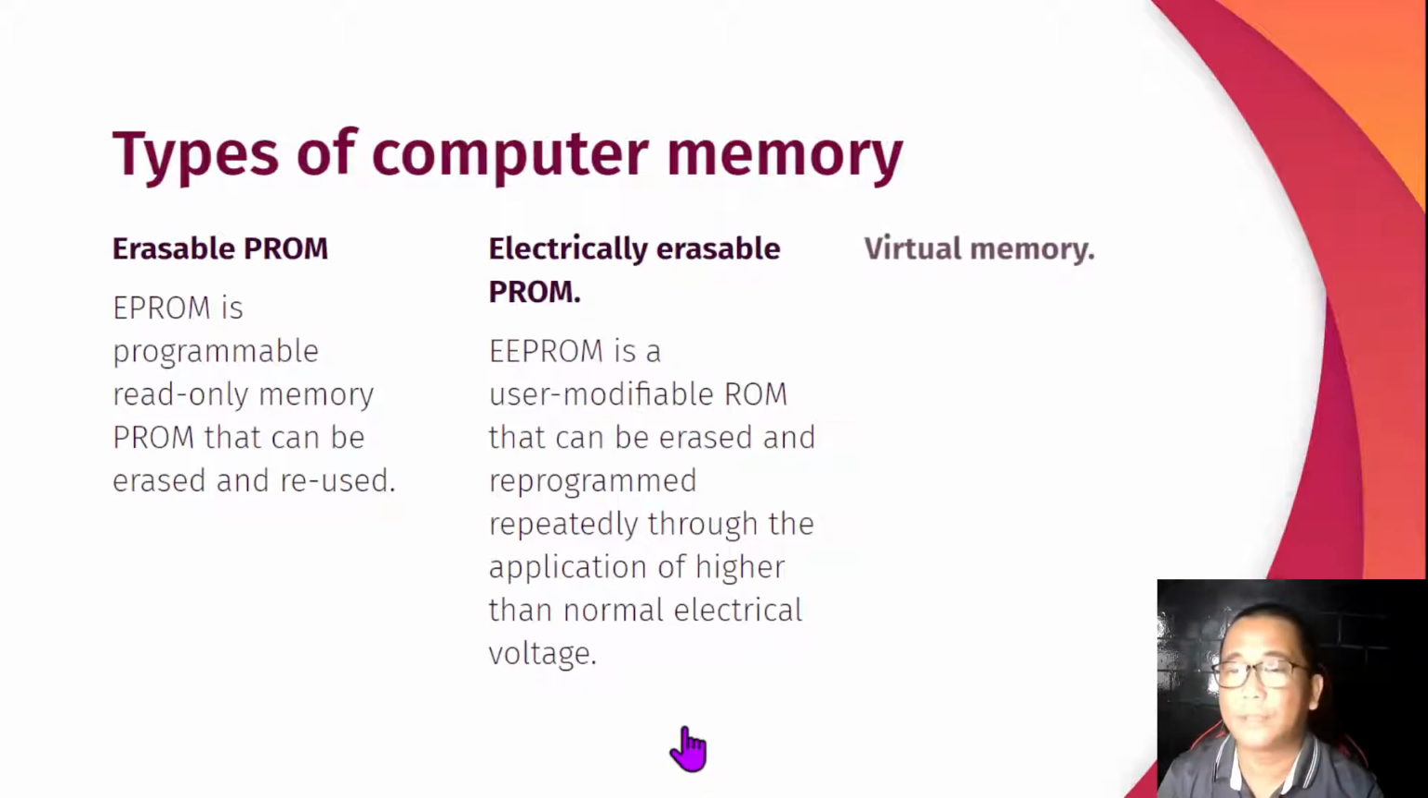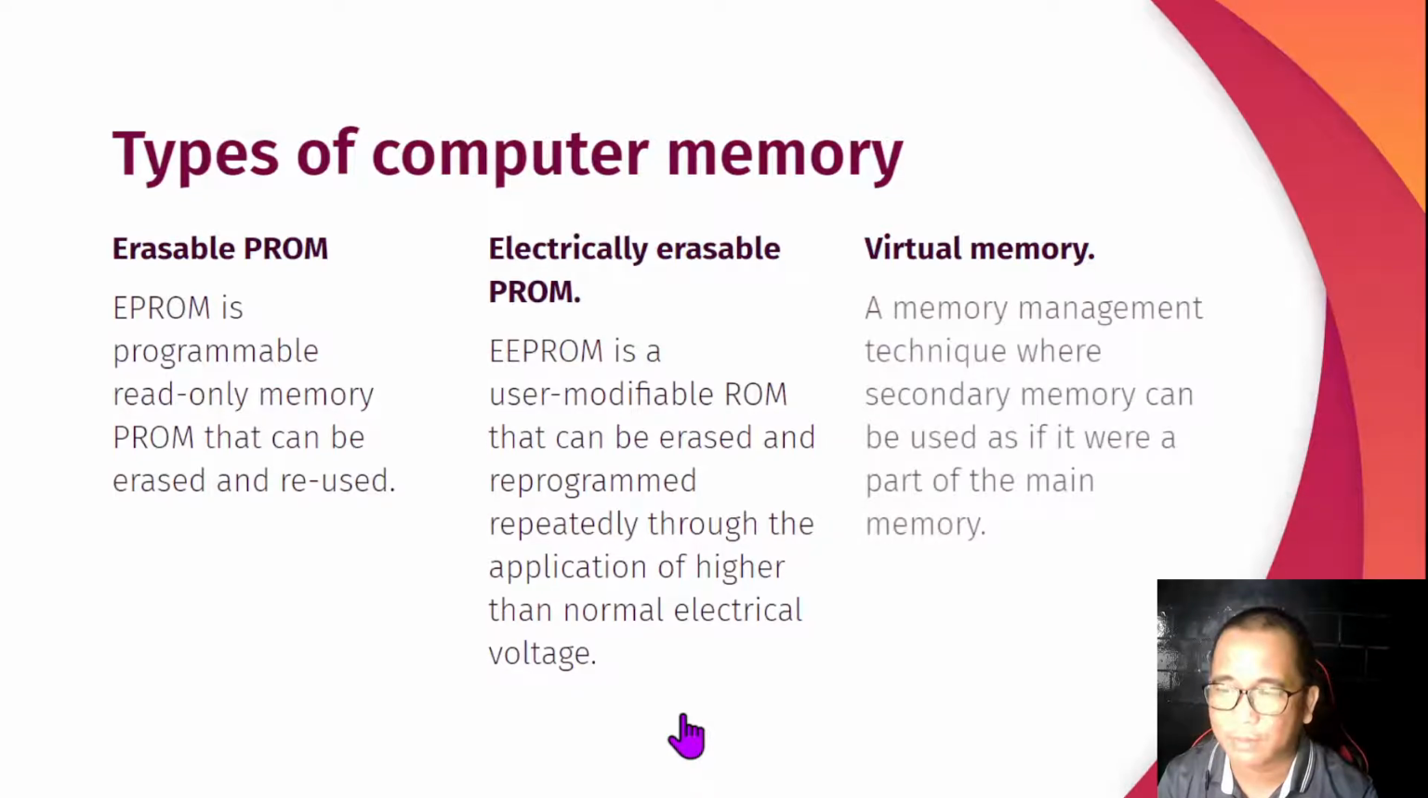The next one is what we call the virtual memory. Okay, so when we say virtual memory, it is a memory management technique where secondary memory can be used as if it were a part of the main memory. Okay, so virtual memory uses hardware and software to enable the computer to compensate for physical memory shortage by temporarily transferring data from RAM to disk storage.